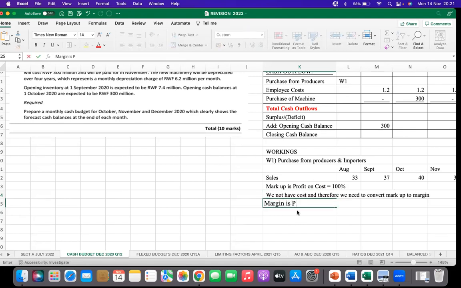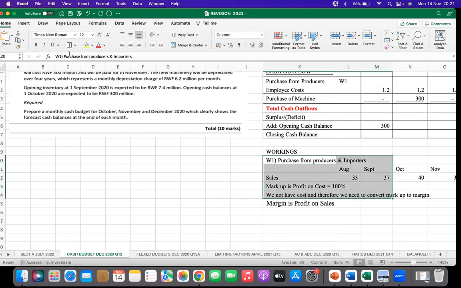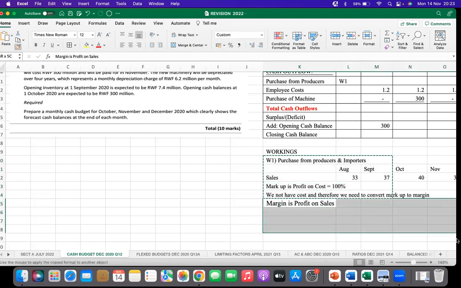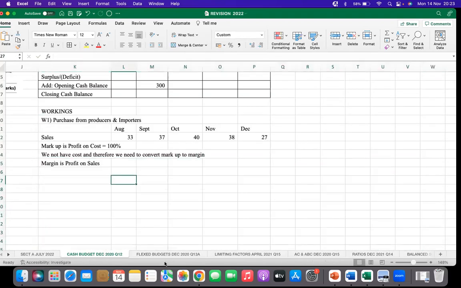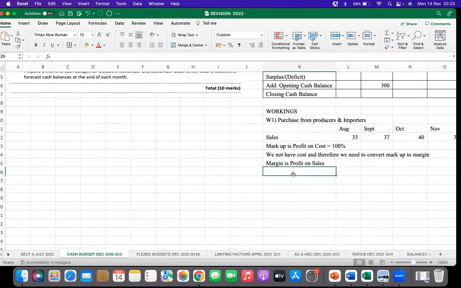Margin is profit on sales. How do we convert? Anybody who can volunteer and answer me. If markup is 100%, what will be margin? Anybody to help me? You just unmute and talk if you have the answer. If you don't have, let me do it.